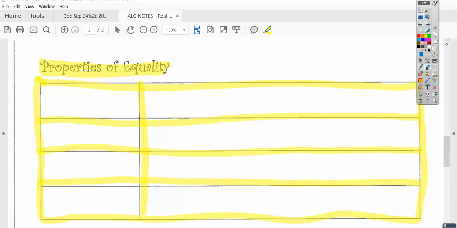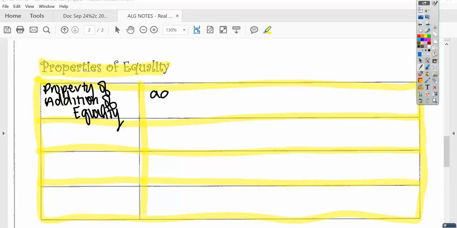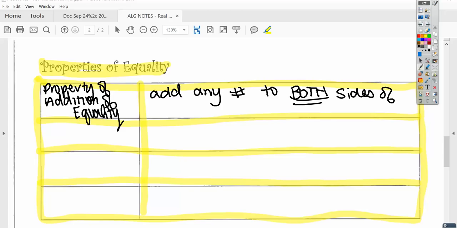Okay? So property number 1 is the property of addition of equality. So all this property tells me, the property of addition of equality tells me I'm allowed to add the same number on both sides of the equal sign. So I'm going to add any number to both sides of the equal sign.